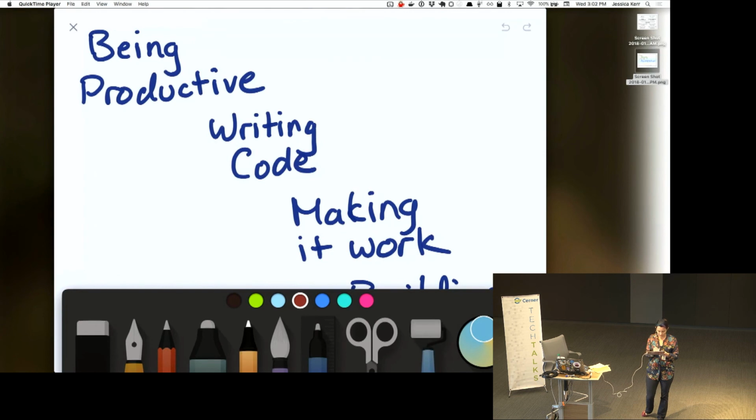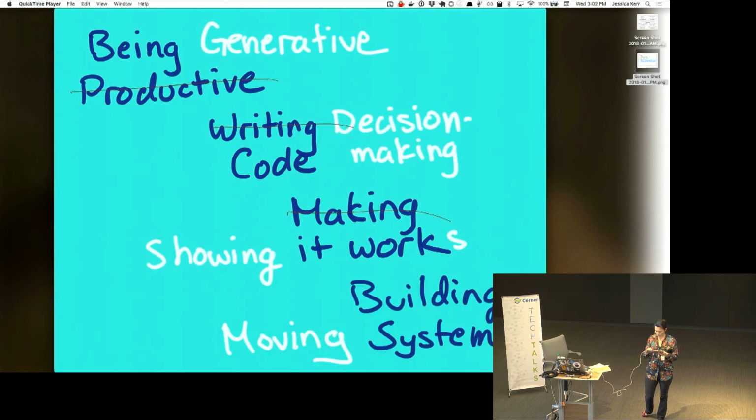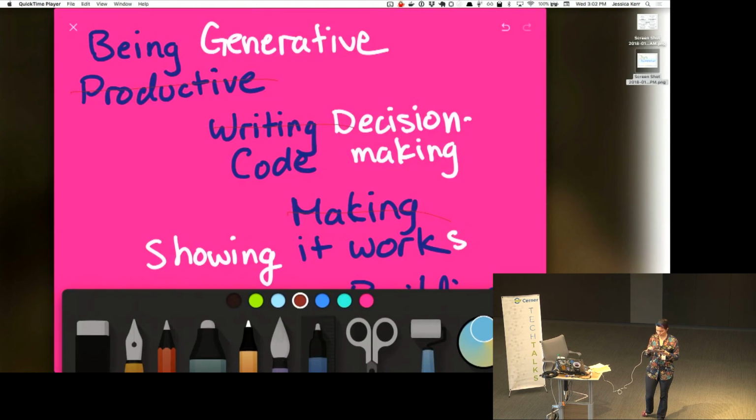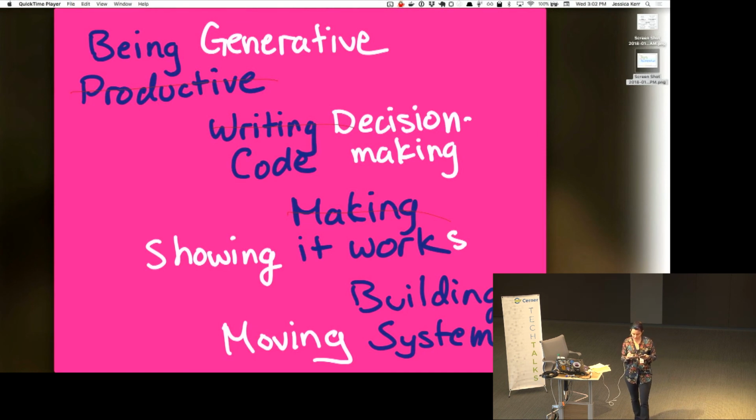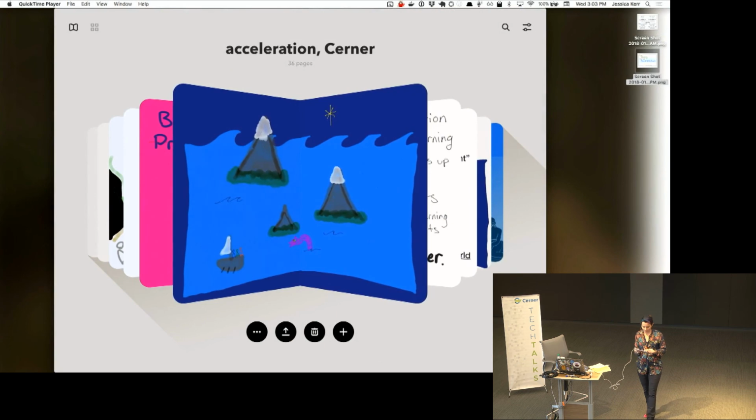Maybe, give me the pen, my job is, in fact, ooh, that's not a good color. That's also a bad color, but oh well. Maybe it's being generative, making decisions, showing that the code works, and moving systems. And when I think of it this way, I can accept that it's hard, but I'm not a failure for struggling with it. This struggle is my job, not the lack of it.